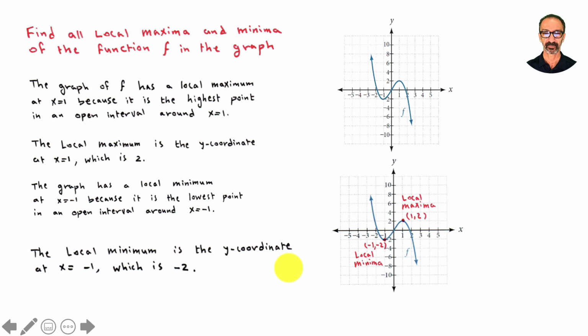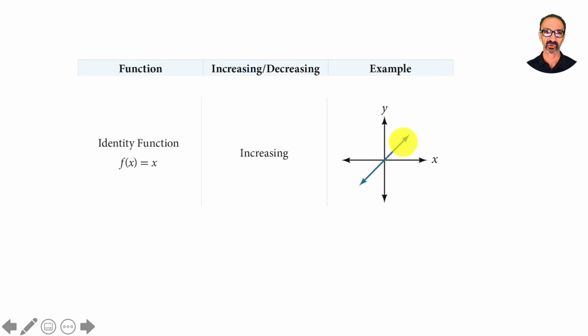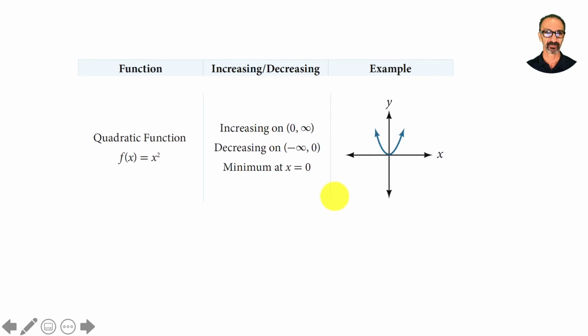Here are some quick graphs to help you understand more about increasing and decreasing. The constant function is neither increasing nor decreasing. The function that is called identity, y equals x, is increasing all the way from -infinity to +infinity. The function y equals x squared is increasing from 0 to infinity and decreasing from -infinity to 0. And we have a local minimum at x equals 0.